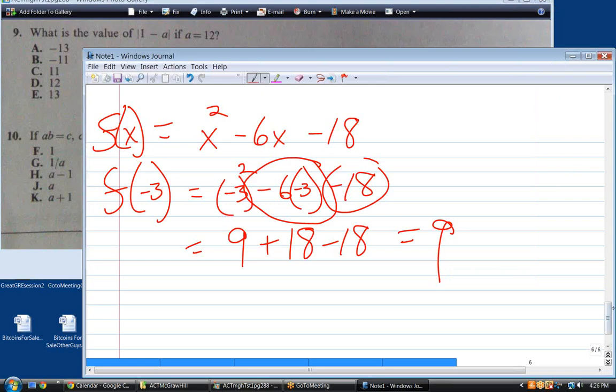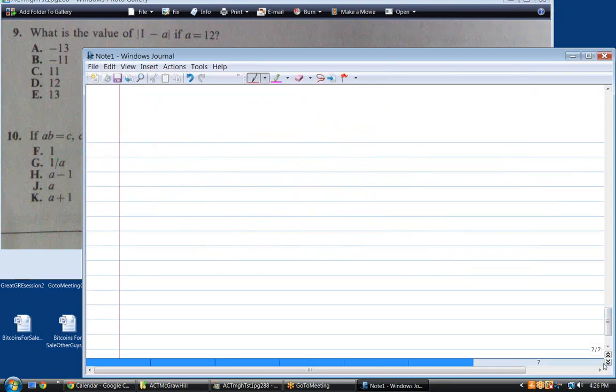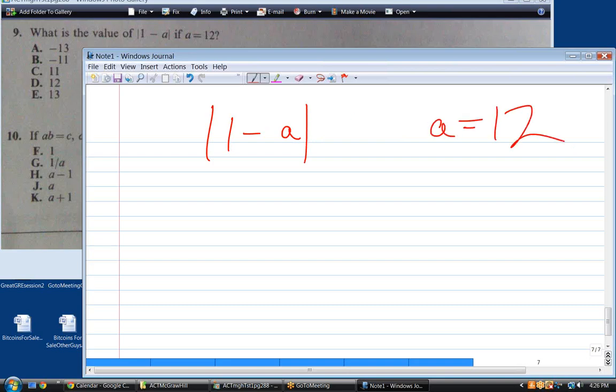All right, absolute value. That's what these vertical bars mean. If A is equal to 12, what is that thing equal to?